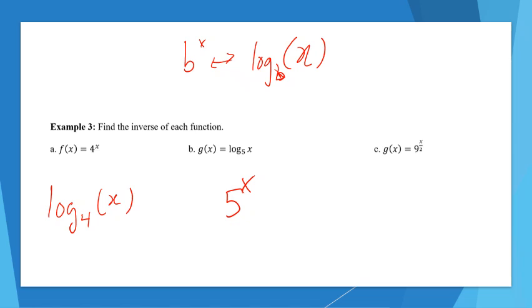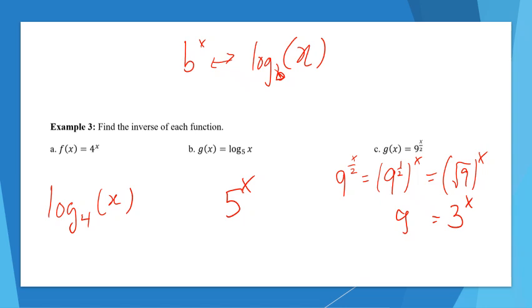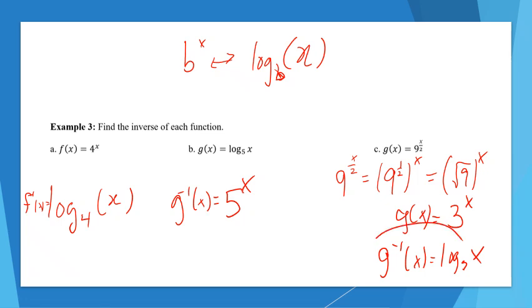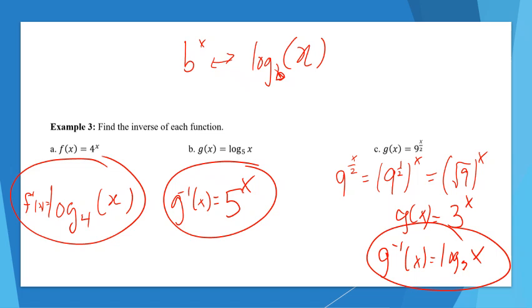So let's see if we can rewrite this. This is 9 to the power of x over 2, which is the same as 9 to the power of 1/2, and this whole thing to the power of x. 9 to the 1/2 is the square root of 9, so that's 3 to the x. And remember, this is still g of x. We didn't change anything. We just rewrote it. And so the inverse should be log base 3 of x. And now that I think about it, let's put the correct notation for each of these. There we go. So those are our 3 inverse functions for those 3 examples.